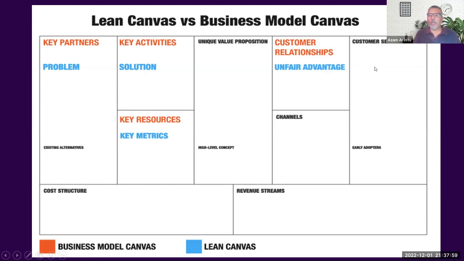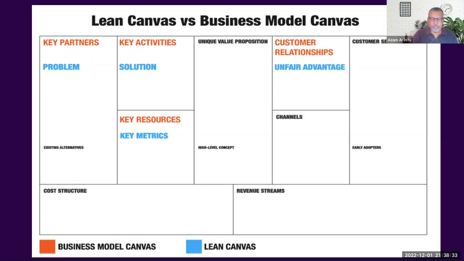Then you have what are the customer segments? Then in terms of the viability part, what is your cost structure and what's your revenue stream? And also your channels, the way you're going to engage your customers. So this is typically what is used by most companies. You don't have to do it exactly, but this helps you figure out all the major elements of the business.